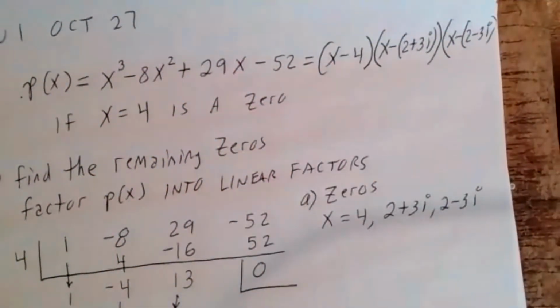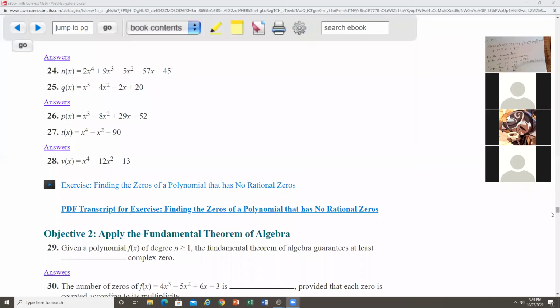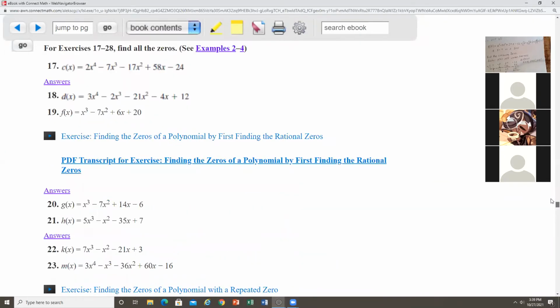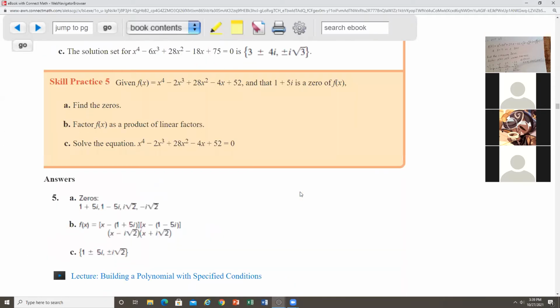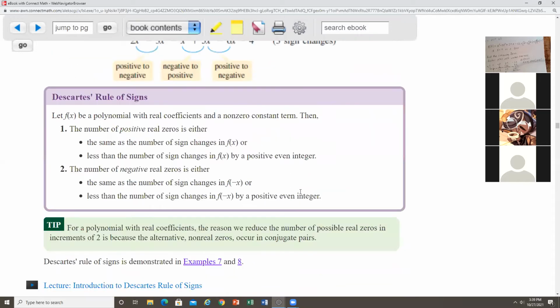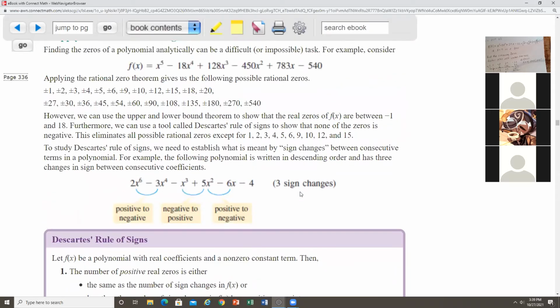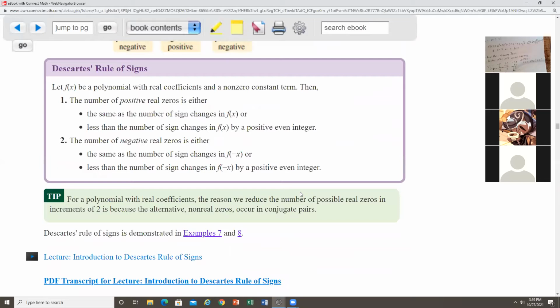Ladies and gentlemen, there is another theorem in this section here. It's called Descartes' rule of signs. Descartes was a French mathematician, and I may not even be pronouncing that correctly. Let's go up and touch base with this very important theorem. This theorem is found on page 336 in section 3.4. Notice your theorems are always in purple boxes.